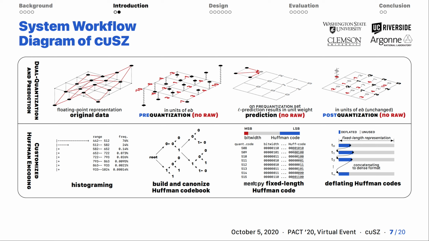And this is the workflow: pre-quantization, prediction, post-quantization. And we put the quantization codes into Huffman encoding: histogramming, getting the canonized Huffman codebook, and doing the encoding by memory copy, basically.